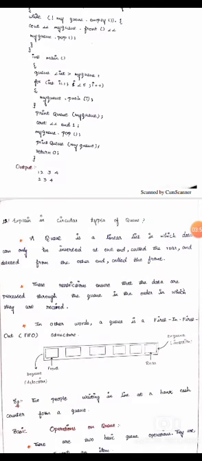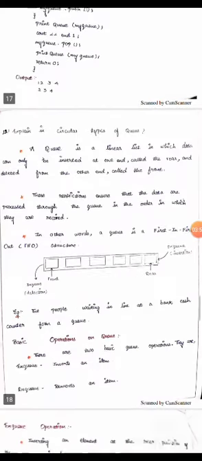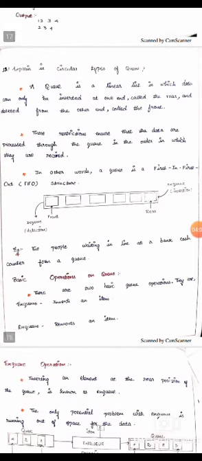Second, that is the 22nd question: explain the circular type of queue. A queue is a linear list in which data can only be inserted at one end, called the rear, and deleted from the other end, called the front. This is a queue, a type of queue.